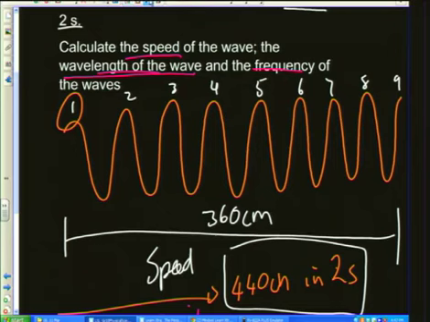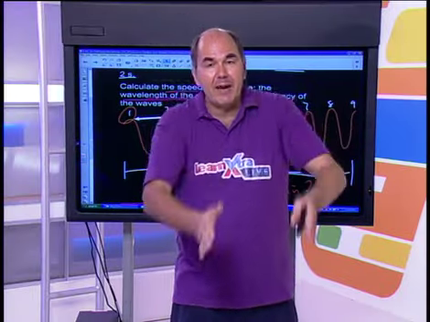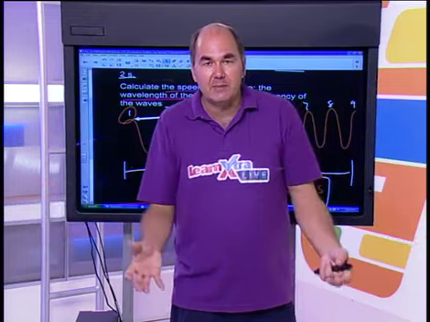Because the wavelength, you'll agree, is the distance from crest number 1 to crest number 2. So that's 1 wavelength. Then that's 2 wavelengths. That's 3 wavelengths. That's 4 wavelengths. That's 5 wavelengths. That's 6 wavelengths. 7 wavelengths. 8 wavelengths. So there are not 9 wavelengths. There were 9 crests, but the spaces between them, there are only 8 spaces.